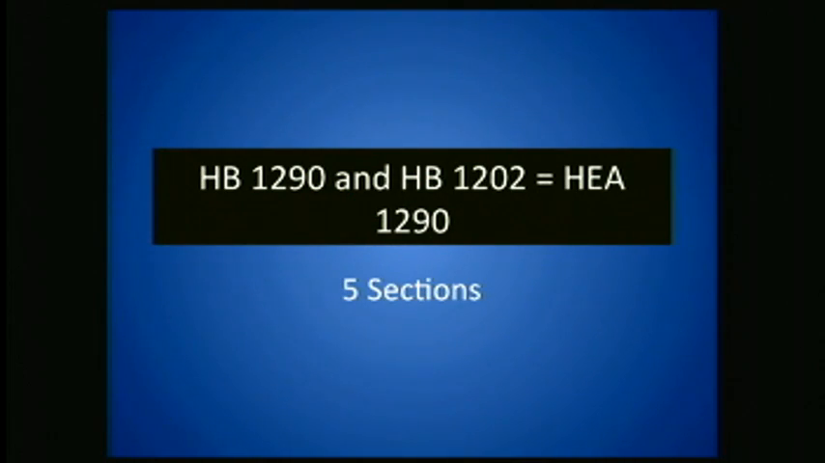During the last legislative session, House Bill 1290 and House Bill 1202 were actually combined by the legislators, and they were passed into law under one bill called House Enrolled Act 1290. This new law actually has 5 different sections to it, and these 5 different sections apply to 5 different areas of Indiana Code.